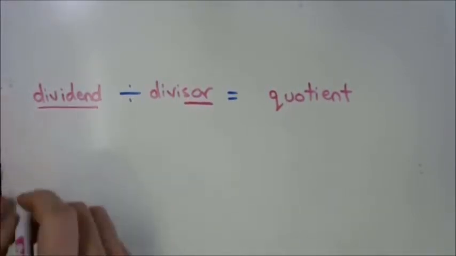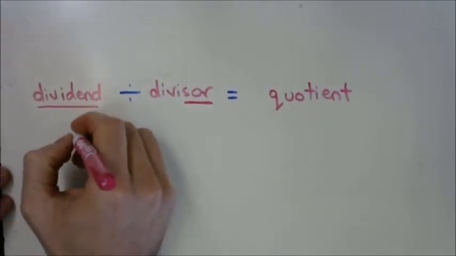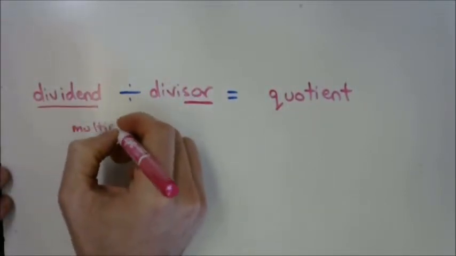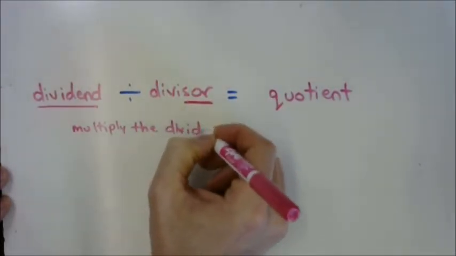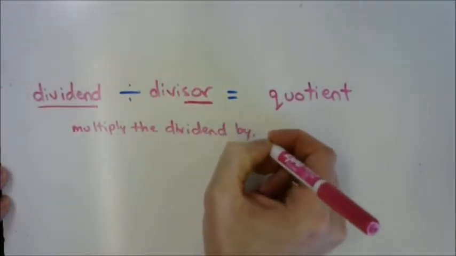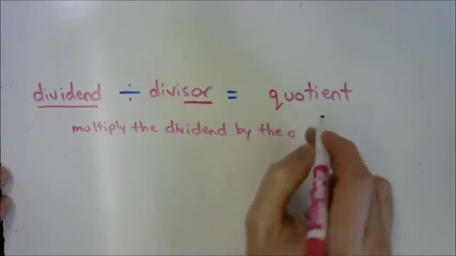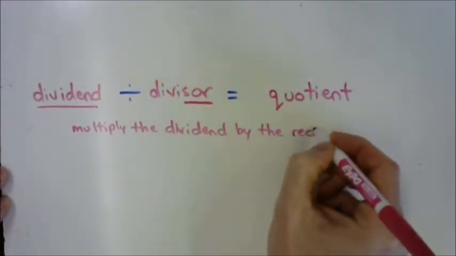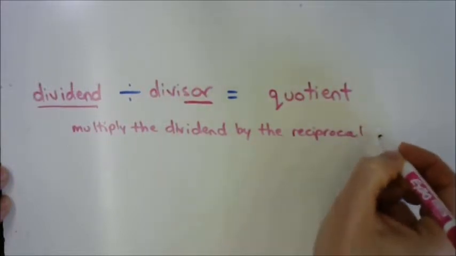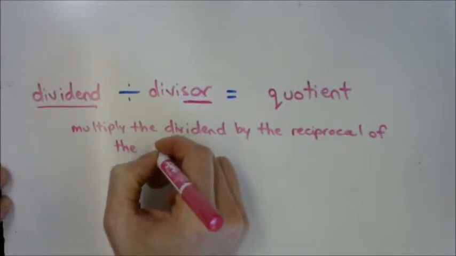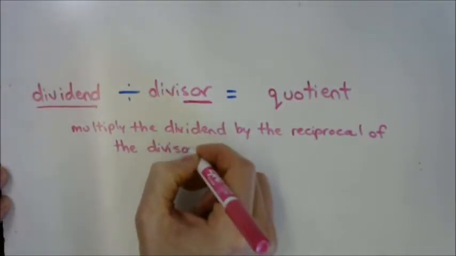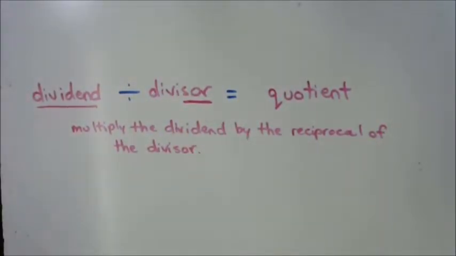In order to divide rational numbers in fraction form, we are going to multiply the dividend by the reciprocal of the divisor. What's a reciprocal? It's the opposite. It's a switch. You switch the top and the bottom. Yeah, you swap the numerator and denominator and that becomes a reciprocal.